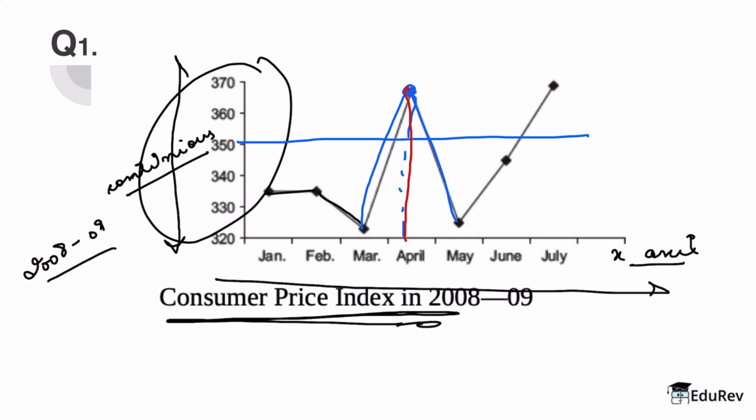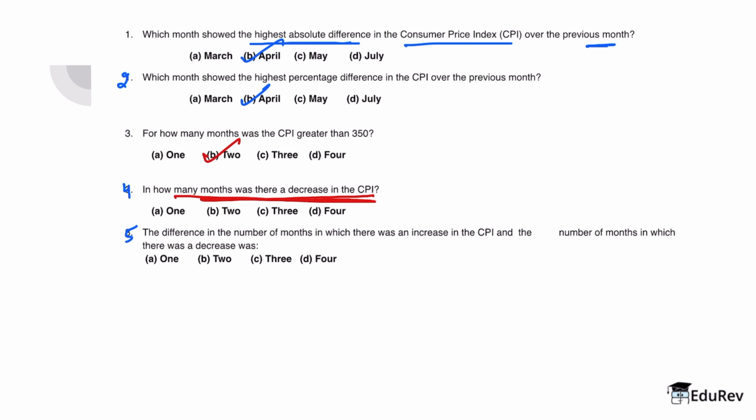Question number 4 says, how many months was there a decrease in CPI? So let's see the chart. There was a decrease in March, so 1, and then there was an increase, and then again a decrease in May. So one decrease was in March. I should change the color always so that you people do not get confused. So one was in March and the other one was in May. So here the answer is going to be 2 months.